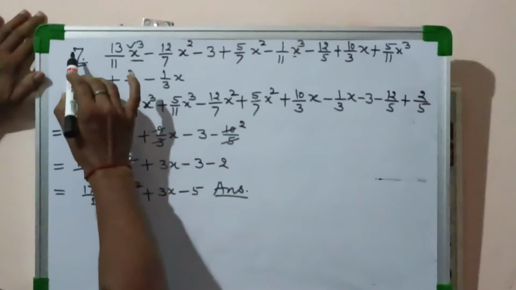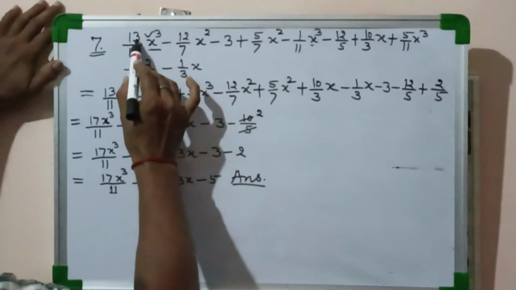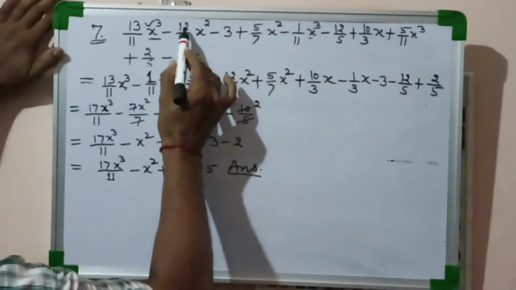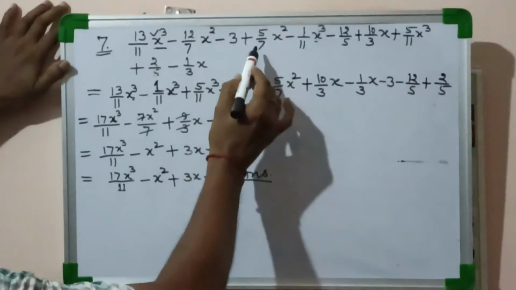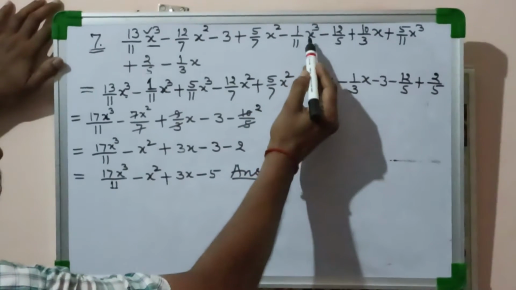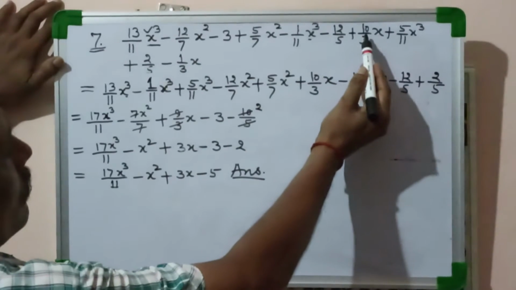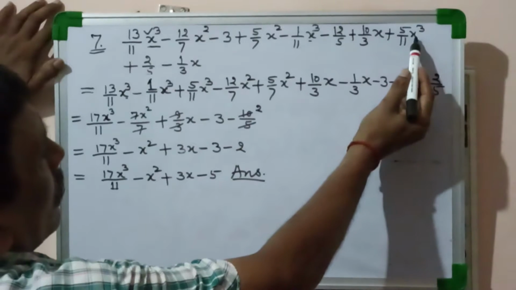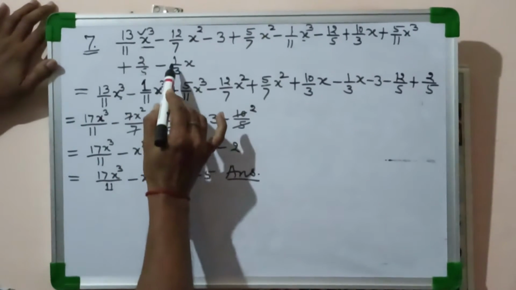Dear students, today I am going to start from question number 7. You have to add 13 upon 11 x cube minus 12 upon 7 x square minus 3, plus 5 by 7 x square minus 1 upon 11 x cube minus 12 upon 5 plus 10 upon 3x, plus 5 by 11 x cube plus 2 by 5 minus 1 by 3x.